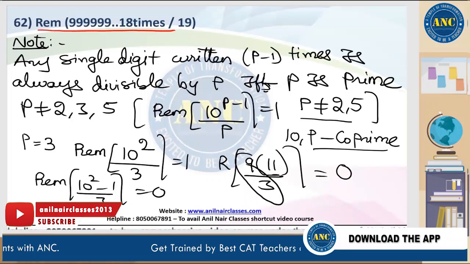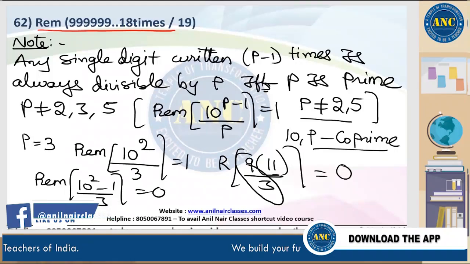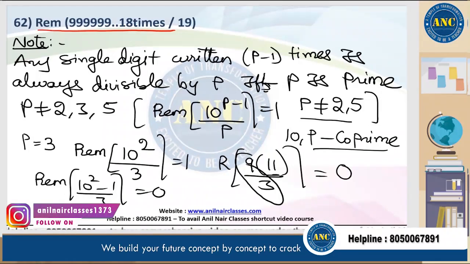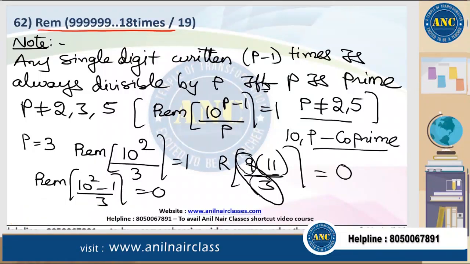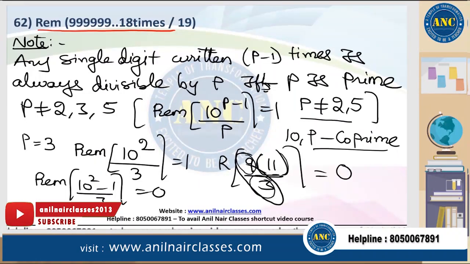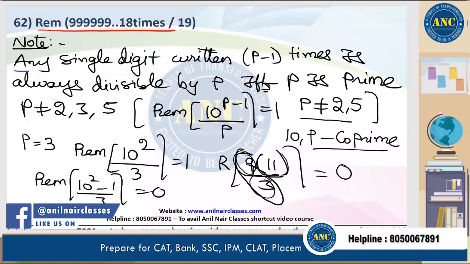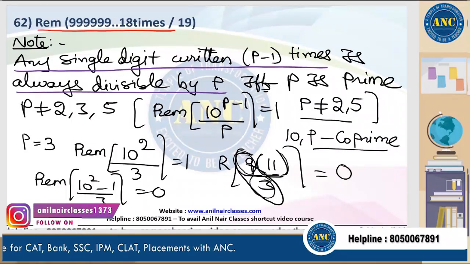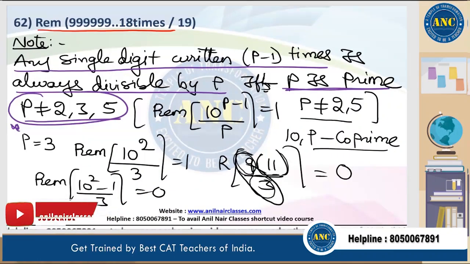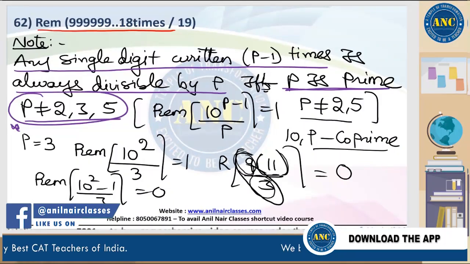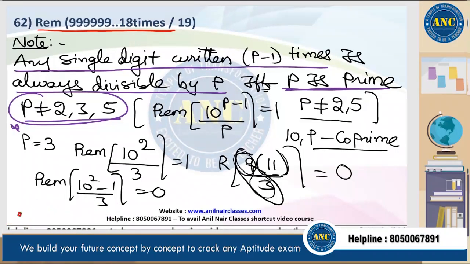I want you to think logically. If p is equivalent to 7, I will get 10 power 6 by 7 equivalent to 1. 10 power 6 minus 1 divided by 7 equivalent to 0. 9 will be out, 6 ones when divided by 7 will be 0. 9 is divisible by 3, but I want the number in the bracket. I don't want this. That is the reason p should not be equivalent to 2, 3 and 5. Any single digit written p minus 1 times is always divisible by p if p is not equivalent to 2, 3 and 5. Please remember, this is only valid if p is a prime number.